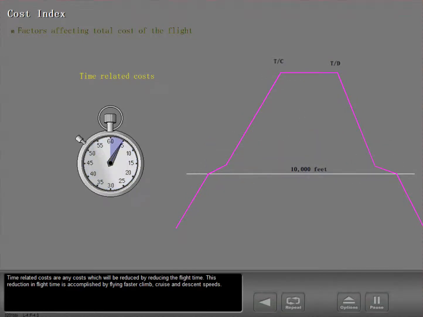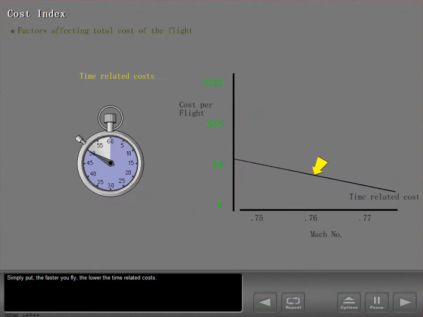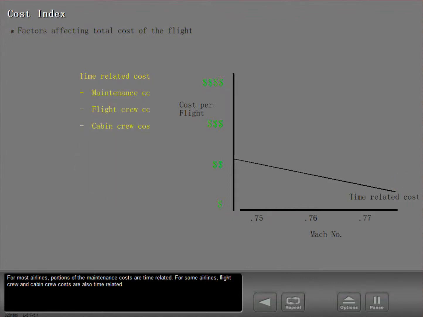Time-related costs are any costs which will be reduced by reducing the flight time. This reduction in flight time is accomplished by flying faster climb, cruise, and descent speeds. Simply put, the faster you fly, the lower the time-related costs. For most airlines, portions of the maintenance costs are time-related. For some airlines, flight crew and cabin crew costs are also time-related.